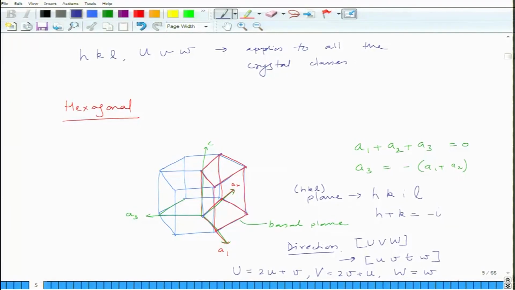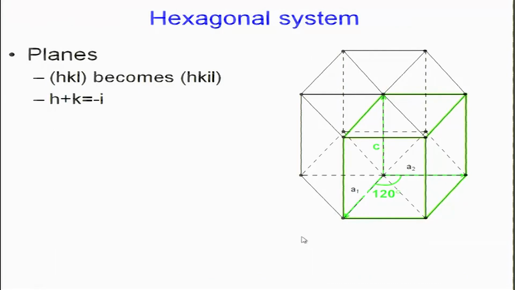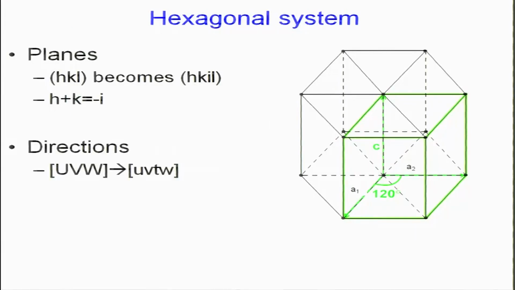Direction capital U, capital V, capital W can be represented as small u, small v, small t, small w, where there is a correlation between all the u's and v's. So, this is one simple representation of the hexagonal system. What I am going to do now is give you the knowledge of the system on the basis of some PowerPoint, since it is easier to draw there. The plane HKL becomes HKIL, with H plus K equal to minus I, and direction UVW becomes UVTW. These are the relations between small u and capital U, and small v and capital V.